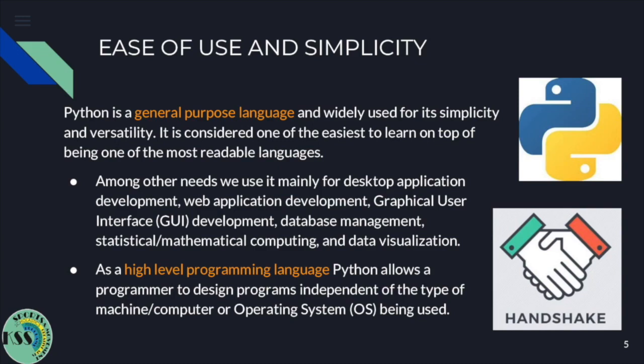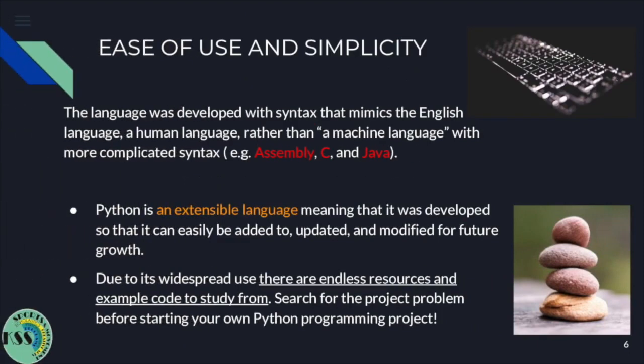As a high-level programming language, Python allows the programmer to design programs independent of the type of computer or operating system being used. The language was developed with syntax that mimics the English language, a human language, rather than a machine language with more complicated syntax. Python is an extensible language, meaning that it was developed so it can easily be added to, updated, and modified for future growth.